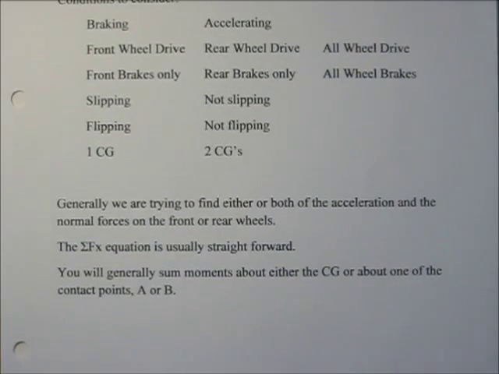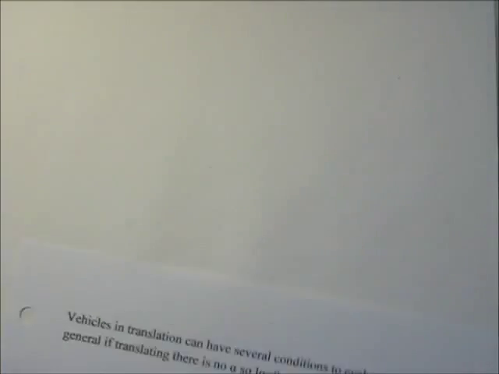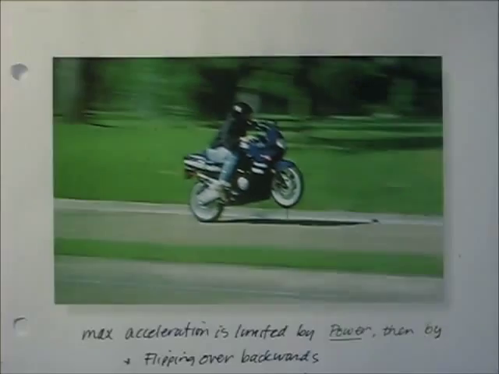All right, so generally what we're trying to find is either or both of the acceleration and the normal forces on either the front or the rear wheels. The sum of the forces in the x equation applies, and generally we'll have to find some moments about one or the other, either about the CG or using one of the other contact points as our point for doing our moment equation. All right, so this is a picture of a motorcycle.